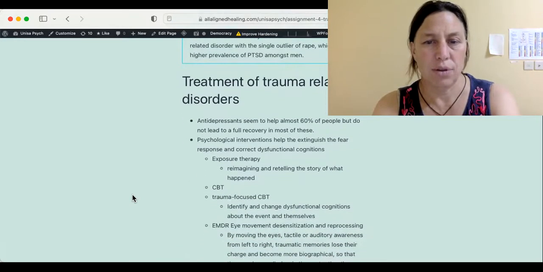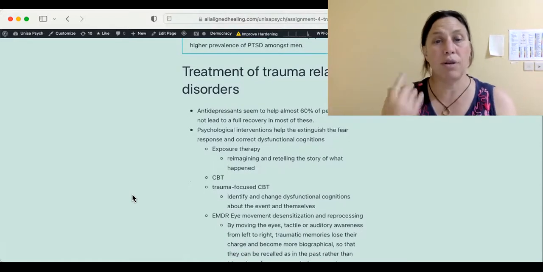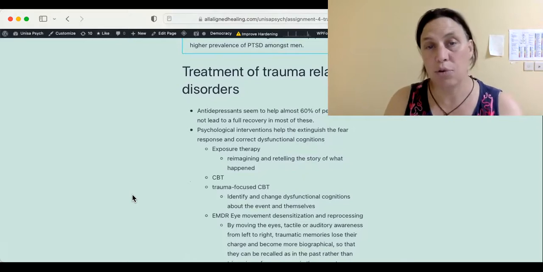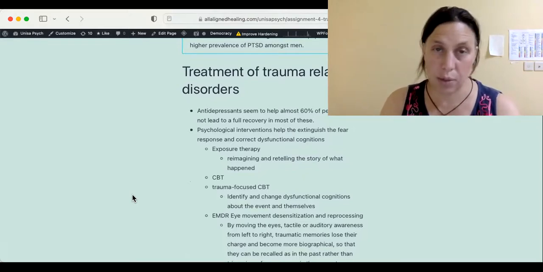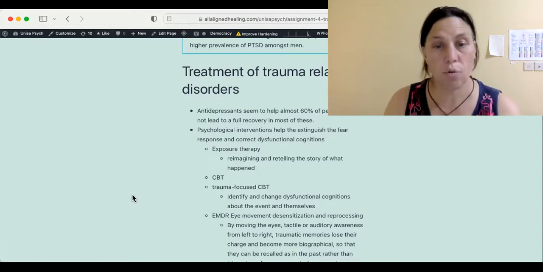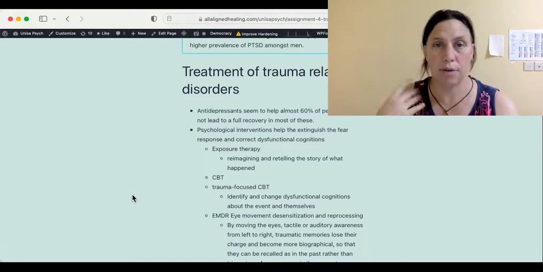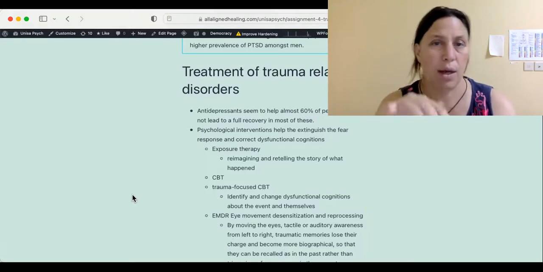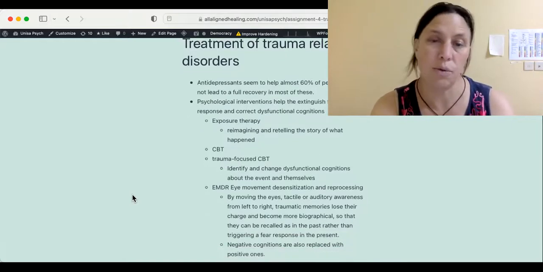Psychological interventions help extinguish the fear. There's exposure therapy. Just simply reimagining and retelling the story can help you to process the trauma. It's very effective for most people. Then cognitive behavioral therapy, trauma-focused cognitive behavioral therapy: you focus on the trauma and you change the cognitions about what happened. You normalize it and so on, and give people strategies for supporting themselves and for reaching out.